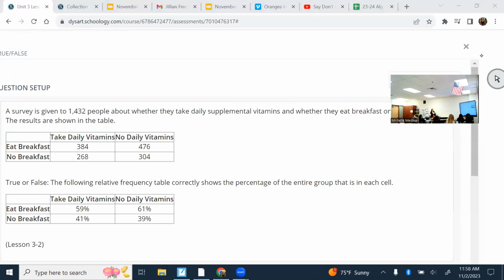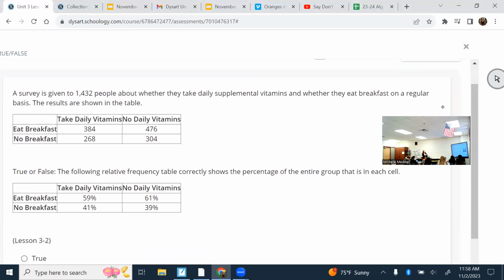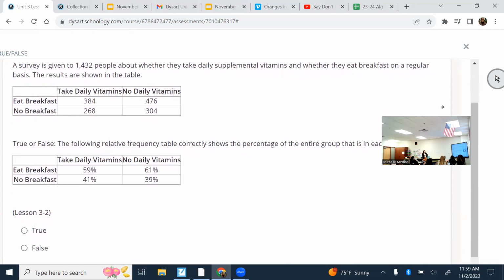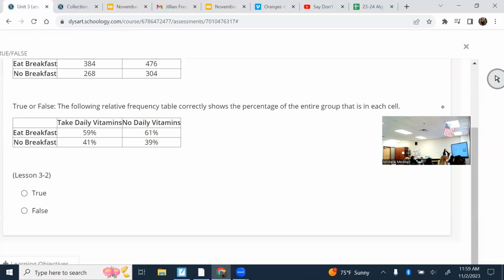This one, a survey is given to 1,432 people about whether they take daily supplemental vitamins and whether they eat breakfast on a regular basis. The results are shown in the table. I normally always take vitamins, but then I stopped and then of course I get sick. So I feel like there's something to that. But anyway, there's our results. True or false? The following relative frequency table correctly shows the percentage of the entire group that is in each cell.